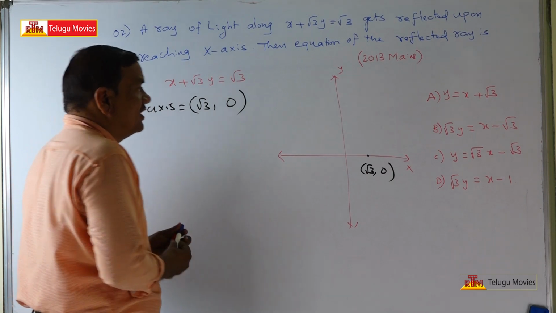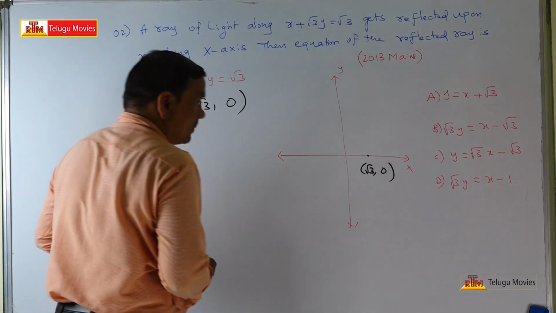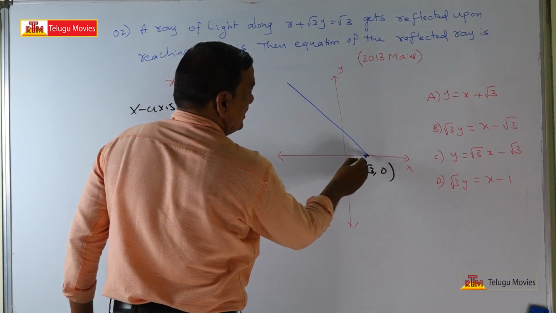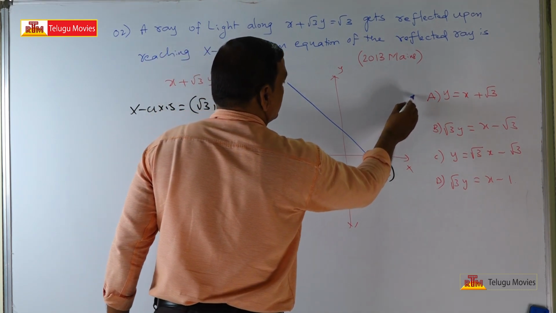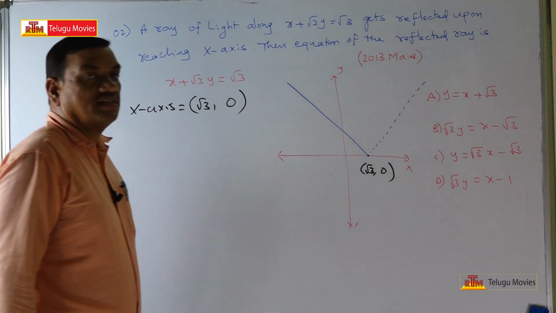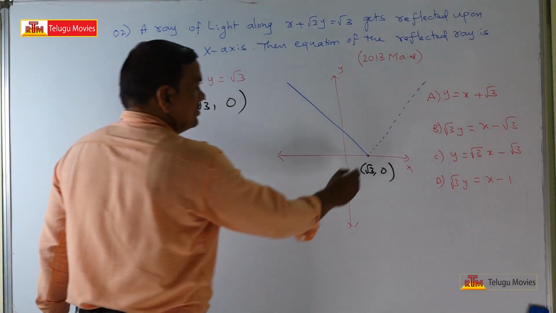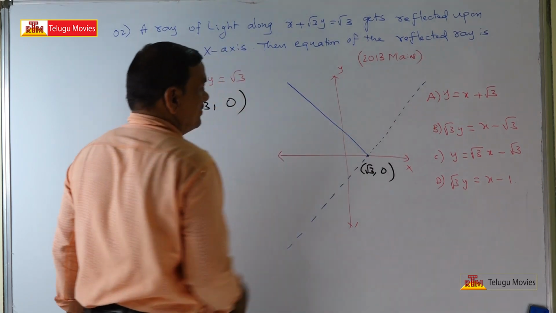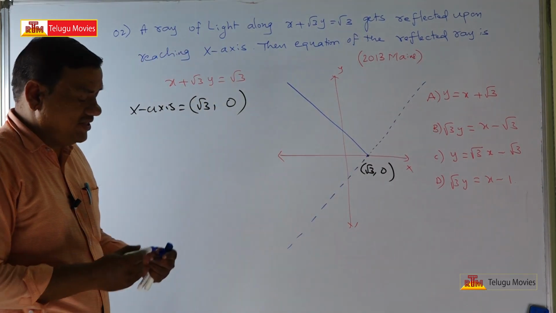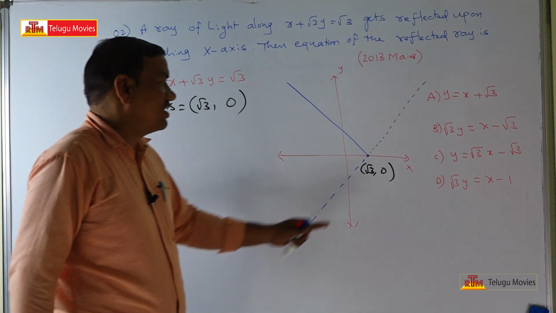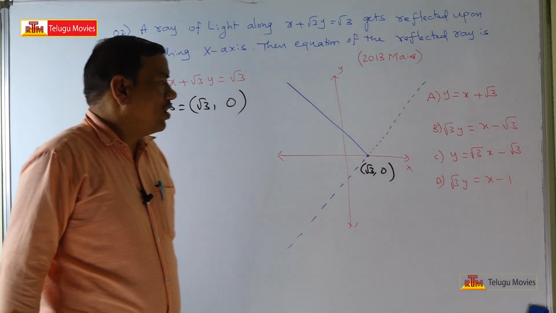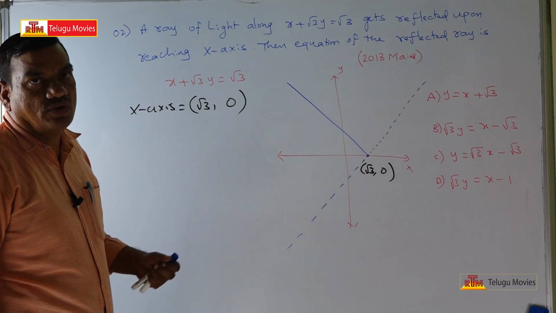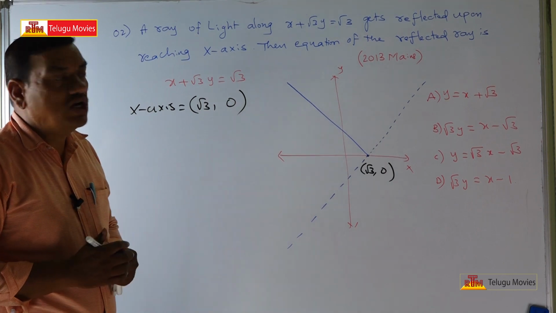Let us say that the ray reaches like this, and it gets reflected. Now this is also the ray. Now we have to find the equation of this line. You may think, sir, we can do option verification, with root 3 comma 0 it may satisfy some equations. But what is the complete solution, how to do this?